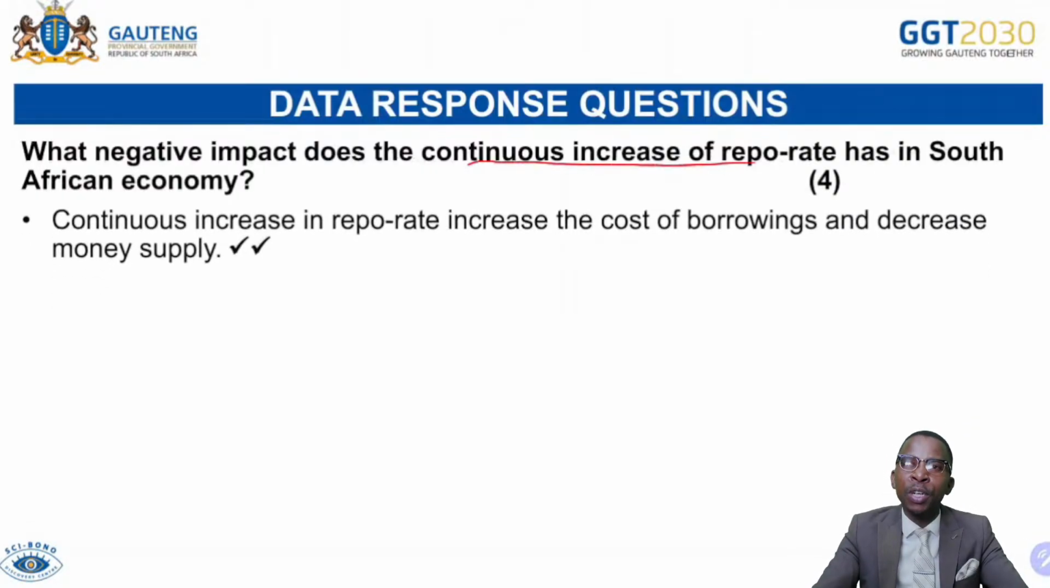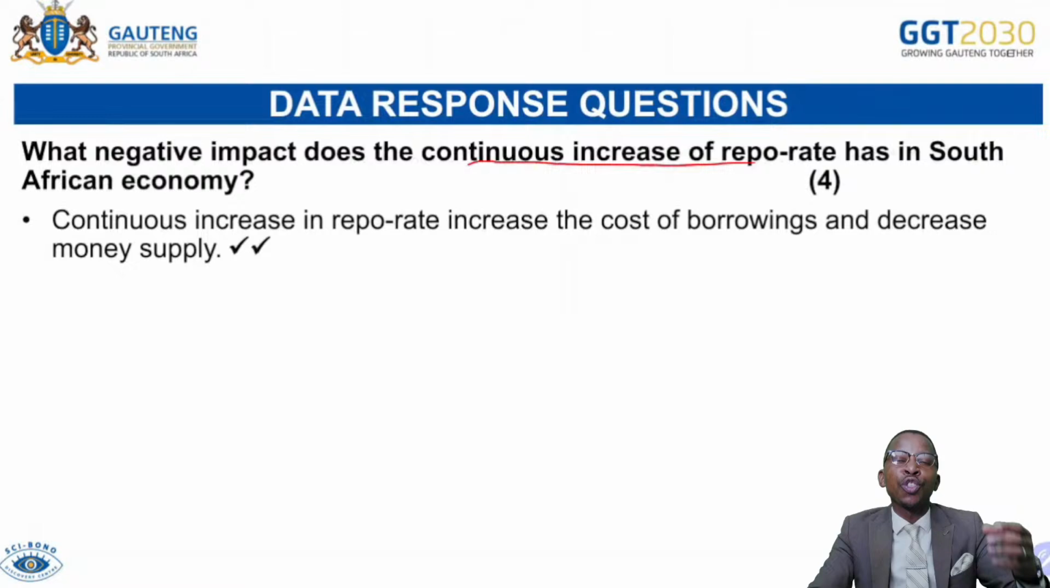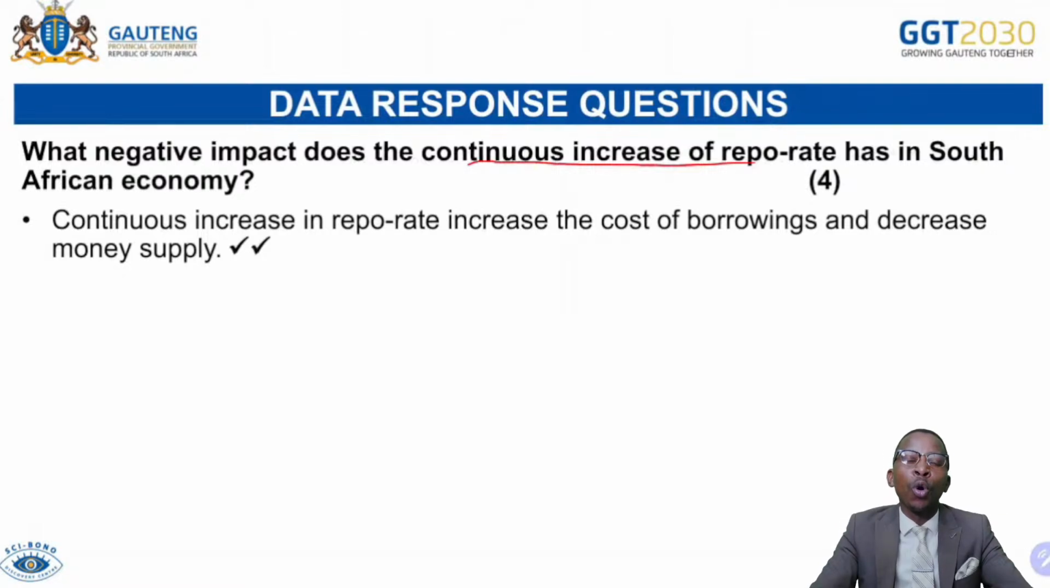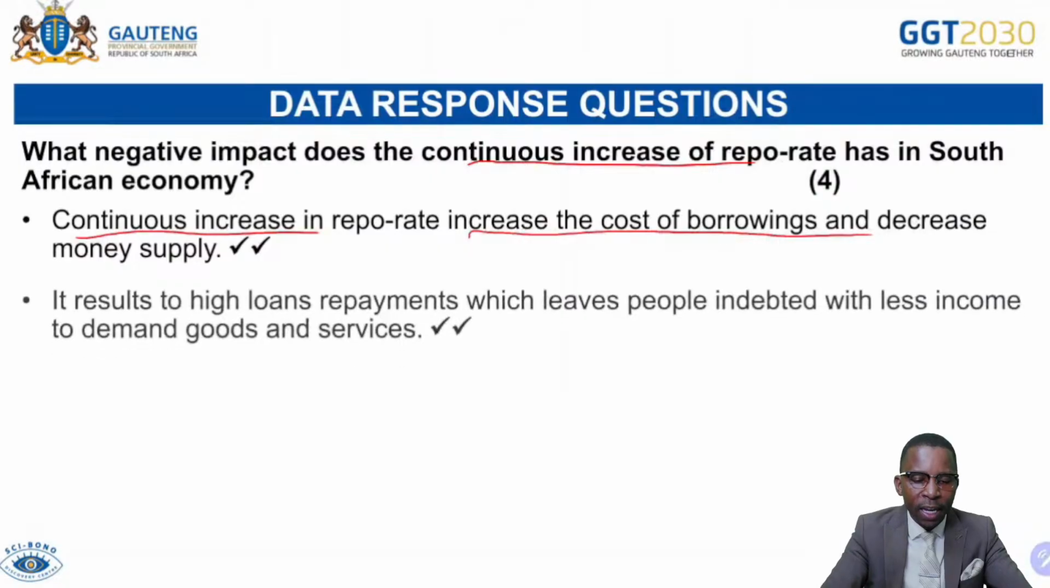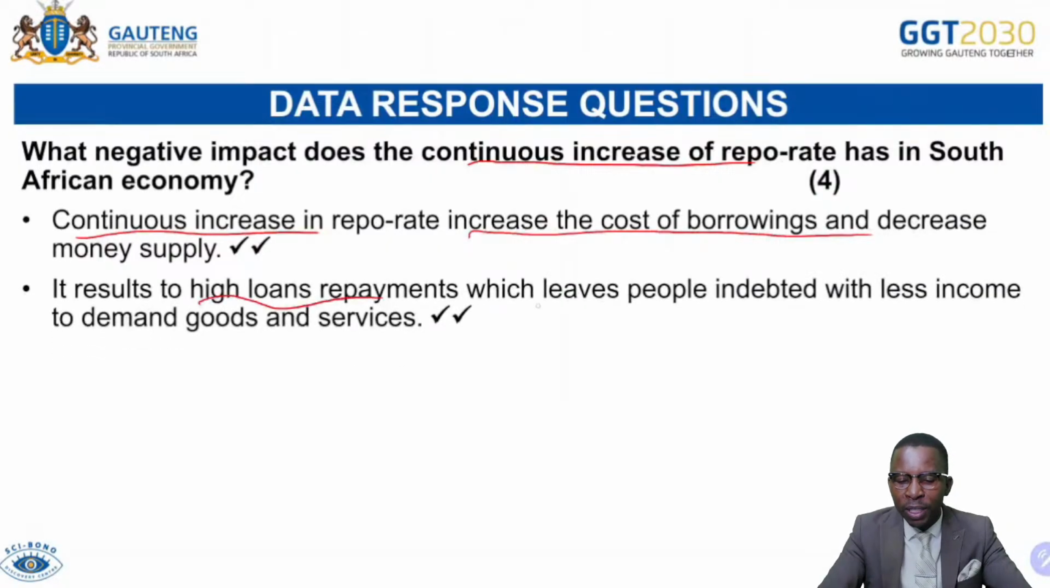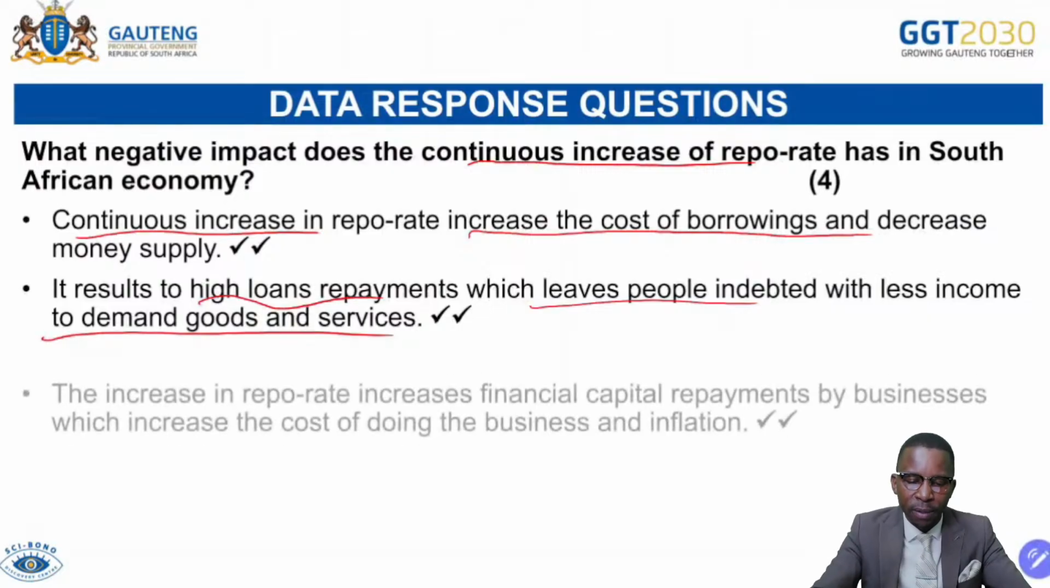What negative impact does the continuous increase in the repo rate have on the South African economy? If the repo rate keeps on increasing, it discourages people from creating more credit or borrowing more money from commercial banks, which will hamper their spending. The level of aggregate demand or spending will decrease because people will be spending most of their money paying their debts, not buying goods and services. A continuous increase in the repo rate increases the cost of borrowing and decreases the money supply. It results in high loan repayments, which leave people indebted and with less income to demand goods and services.